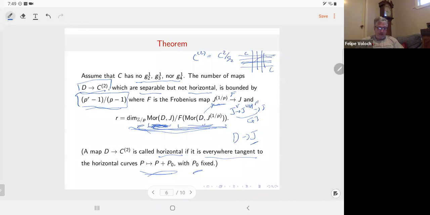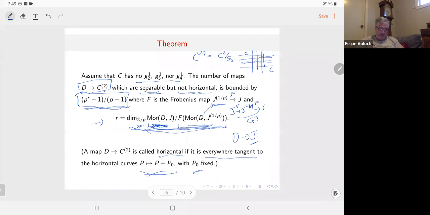Okay, so this is the statement of the theorem. Let me go back to the statement of the theorem. I want to count maps from D to the symmetric square C2, which are separable but not horizontal. And I claim that the number of such maps is bounded by this quantity, P to the R minus 1 over P minus 1, where R is this number here.